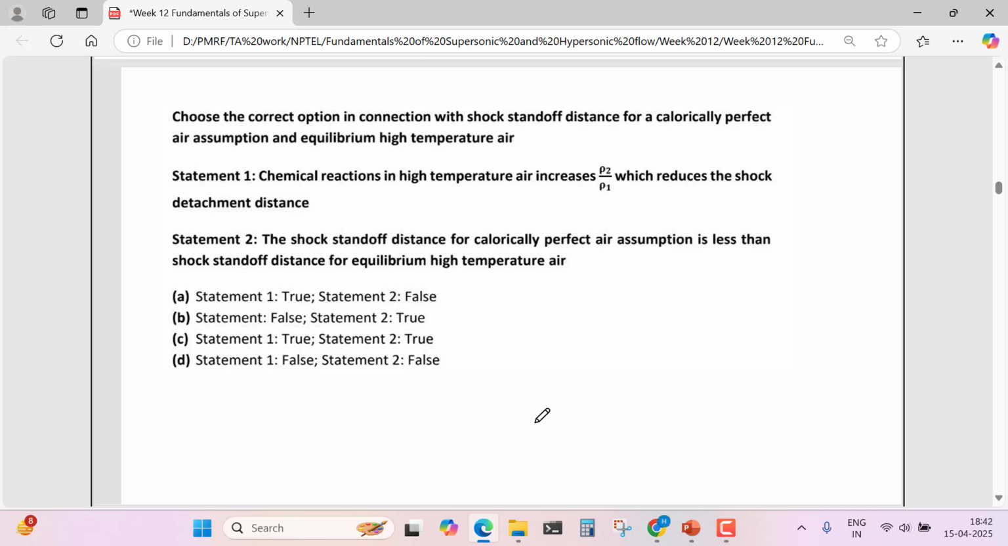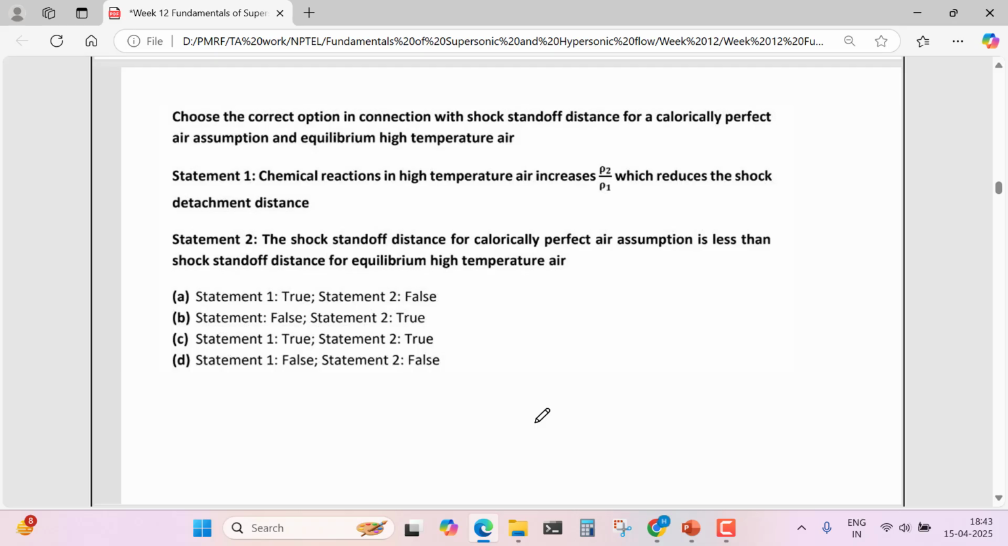Statement 2: The shock standoff distance for calorically perfect air assumption is less than the shock standoff distance for equilibrium high temperature air. A. Statement 1 true, statement 2 false. B. Statement 1 false, statement 2 true. C. Statement 1 true, statement 2 true. Option D. Statement 1 false, statement 2 false.